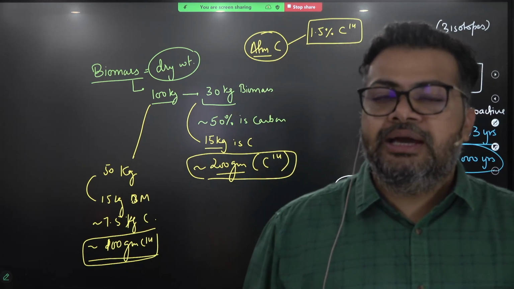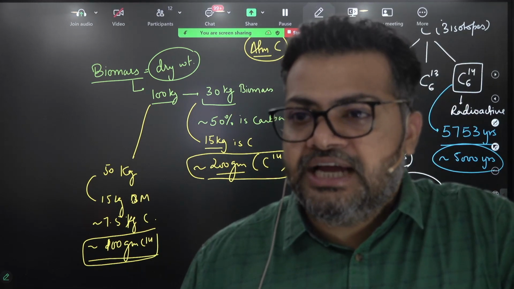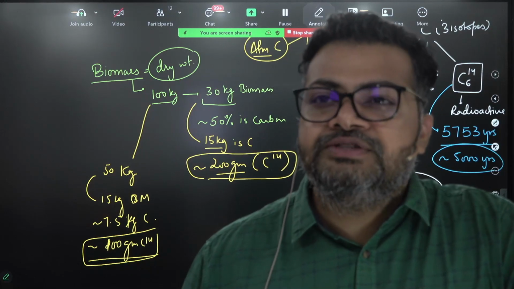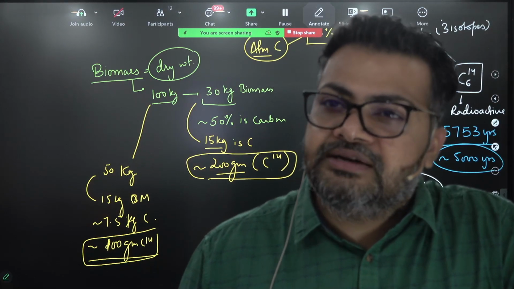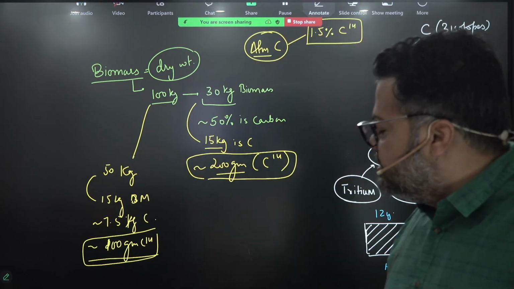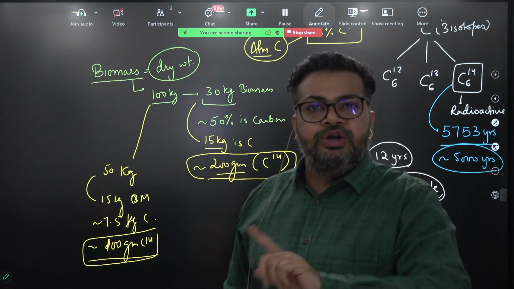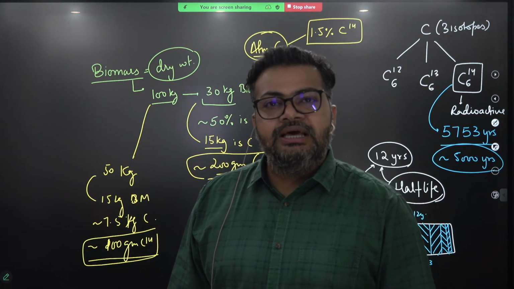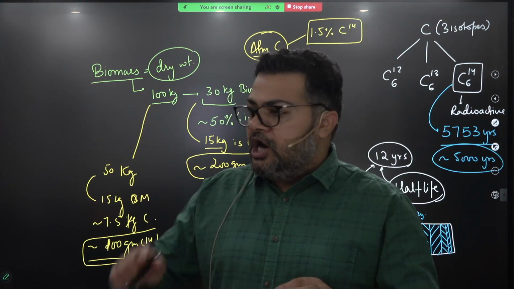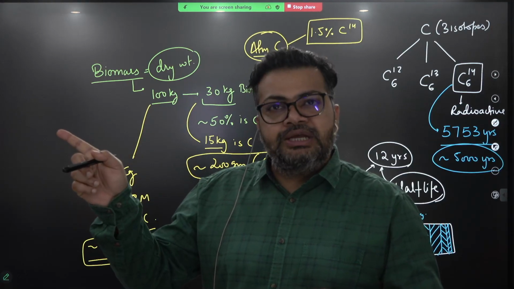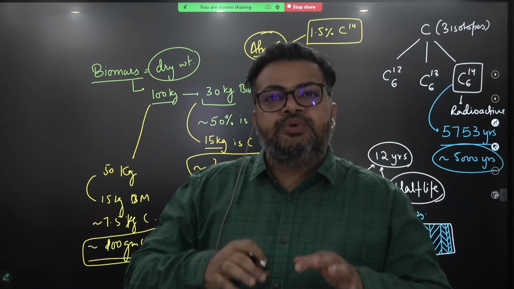Tell me, are you able to accept this? Tell me yes in the chat quickly. 100 grams of C14 would be there in this lady at the time of her death, right? So now we know that 100 grams of C14 would be there in the body of the lady at the time of her death, and we simply have to compare how much was the original C14 and how much C14 is there today.